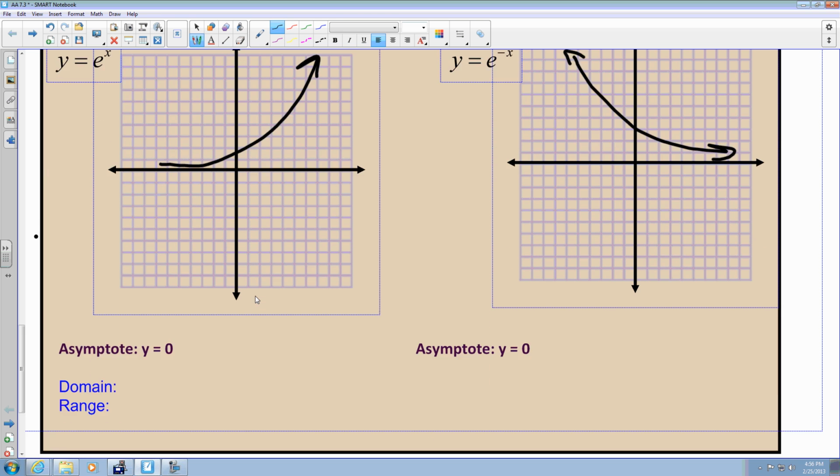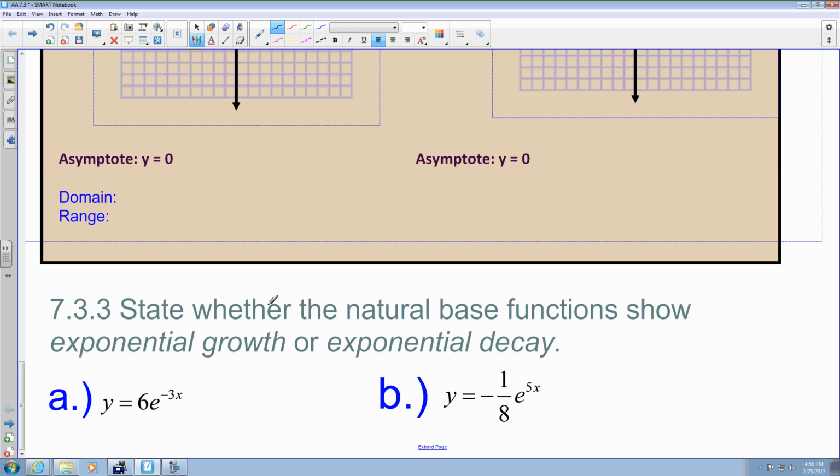So nothing else changes. If I were to look at these examples here, for example A, since I have a -3 in the exponent, I'm going to say that this is going to be a decay. And then since this is positive, it's going to be a growth. Okay?